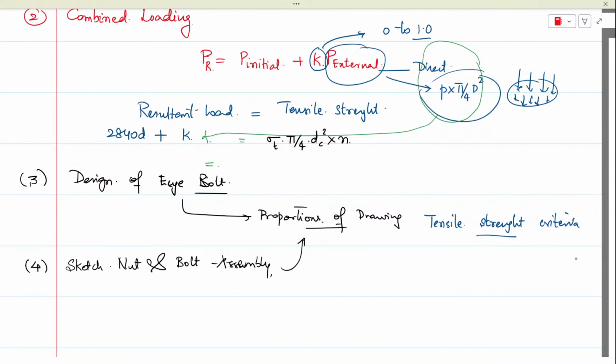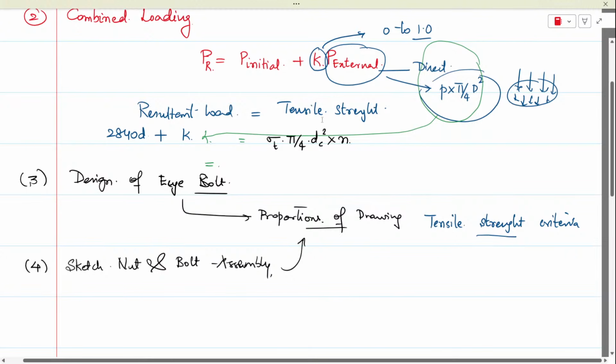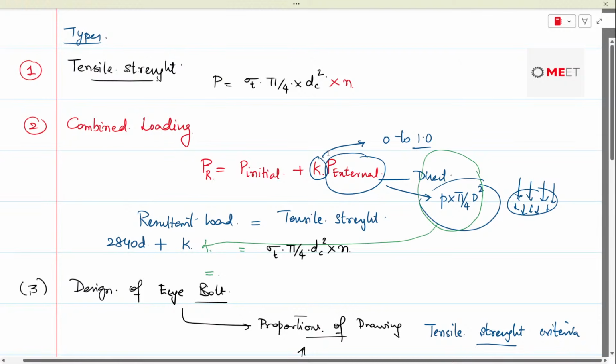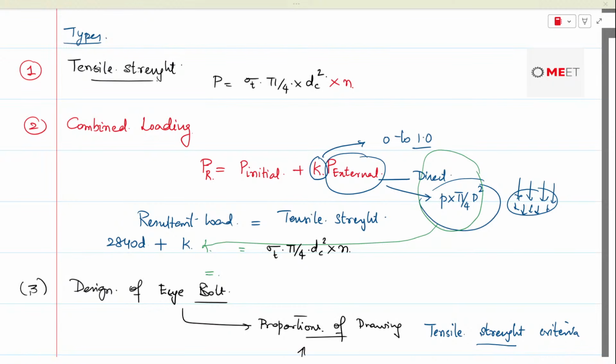So these are a few hints and tips regarding the questions and the concepts. And in the next session, we will be coming up with the questions from the bolts.